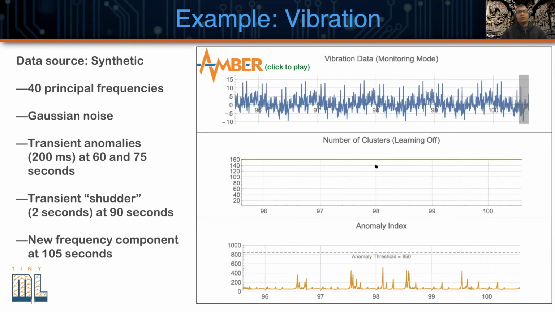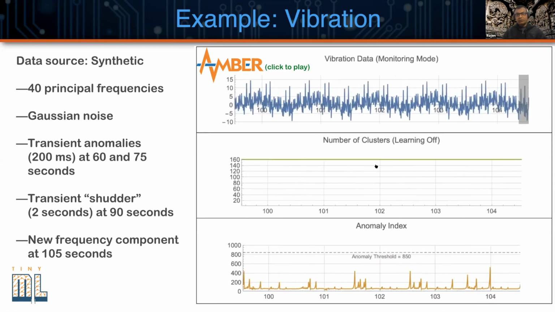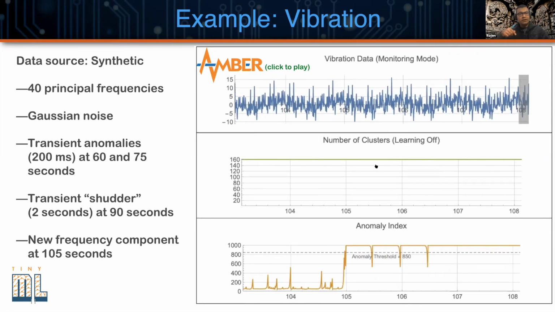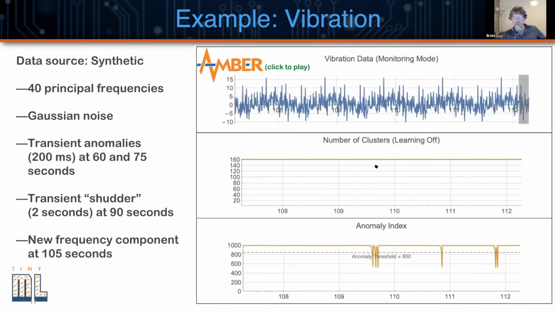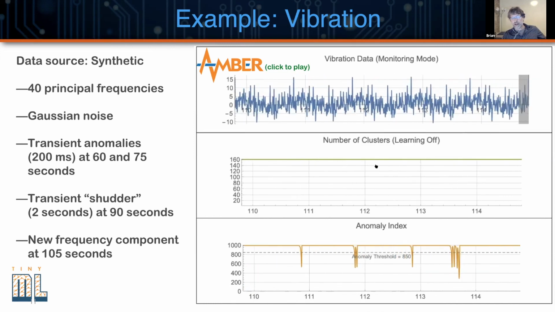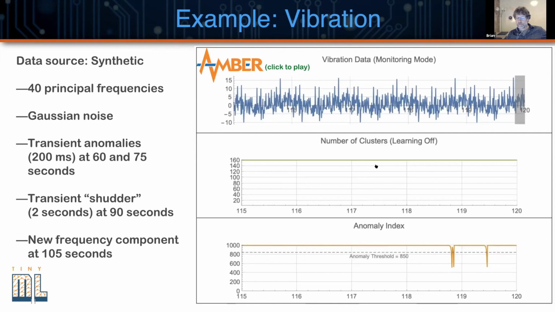One more quick question, Brian. Yep. Is this anomaly detection threshold, which is 850 currently, something that can be configured? It can be configured, but because of the way our technology works, it is set automatically based on the training that happened. Yes. Okay.